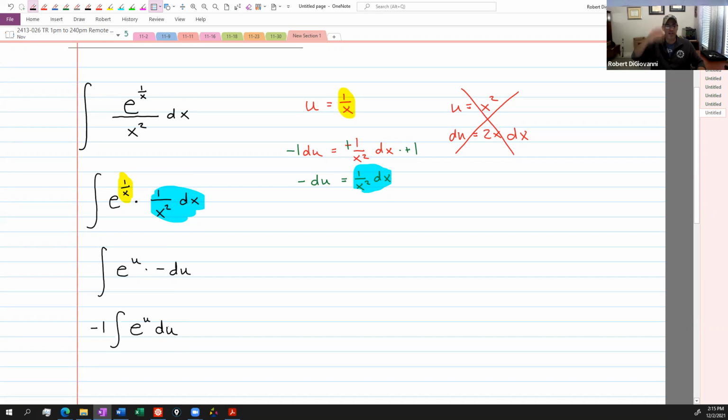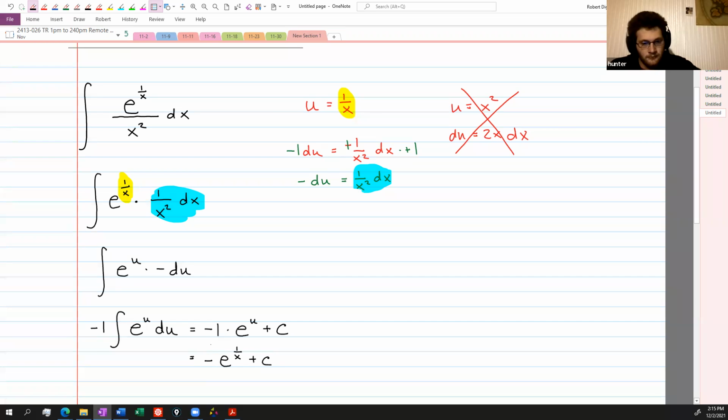The antiderivative of e to the u should be itself. So this will be negative 1 times e to the u plus a constant. And then I'm just going to put a negative, not a negative 1. E to the, what was u? It was 1 over x, right? 1 over x, yeah, plus c. That's it. Sweet. That's the antiderivative.